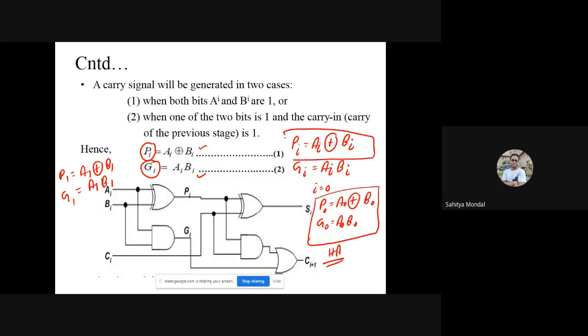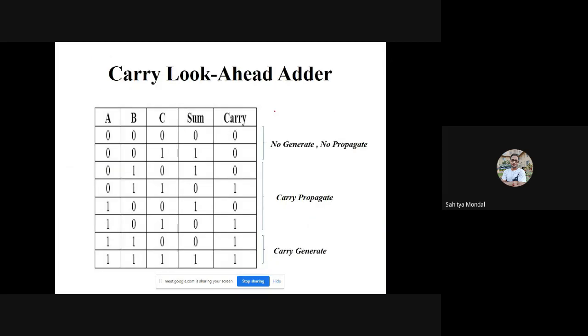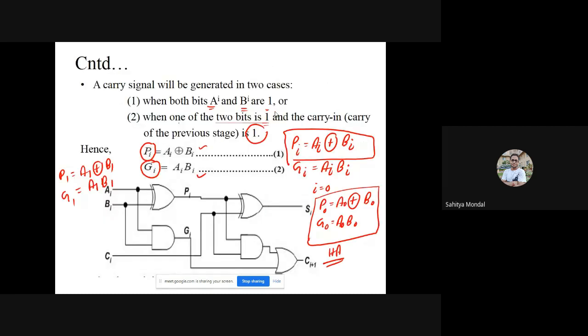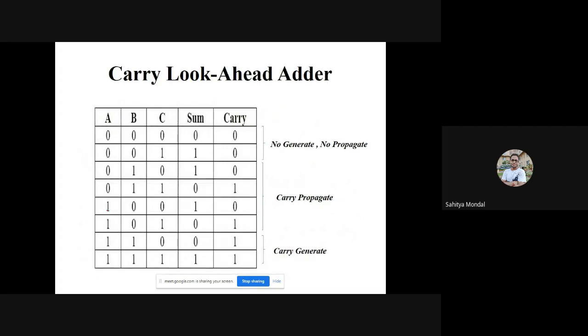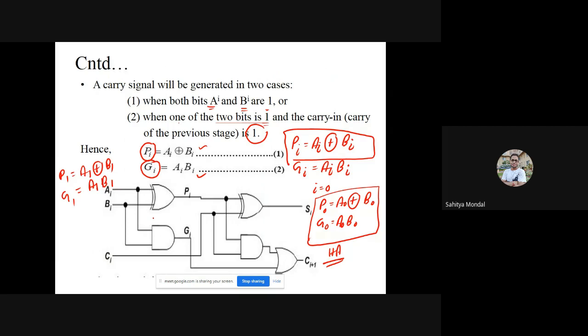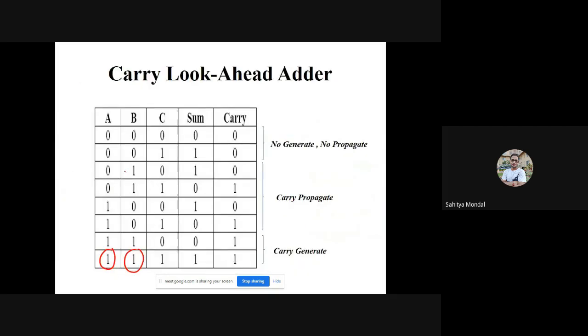half adder. So what is the logic? When both bits Ai and Bi are 1, or when one of the two bits is 1 and the carry in of the previous stage is 1. So you can see here, when both bits Ai and Bi are 1, that is the stage, right? Next is when one of the two bits is 1. You can see I am just marking them.